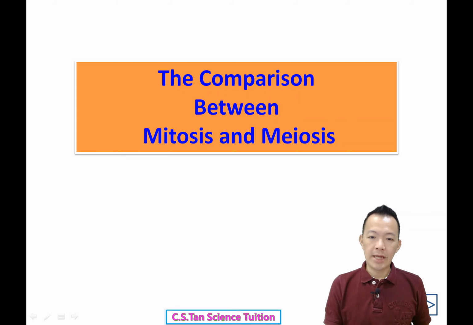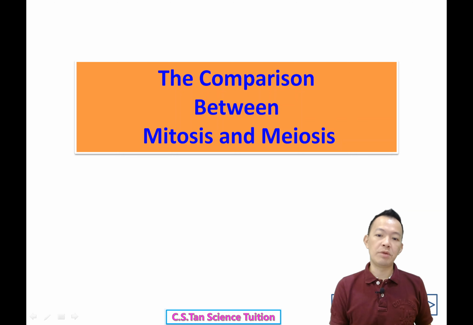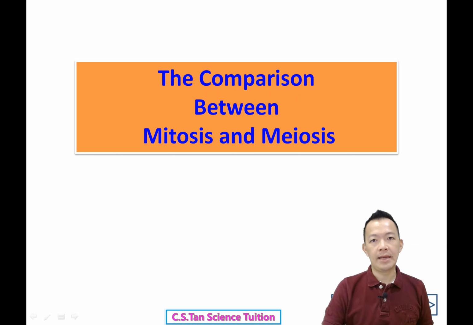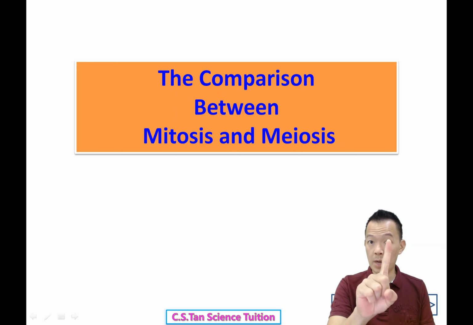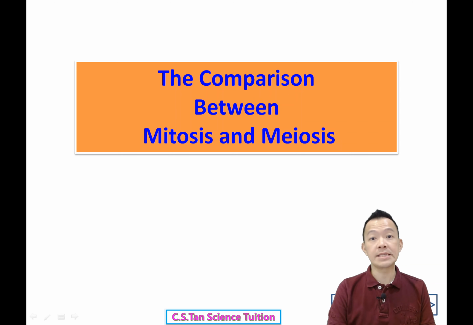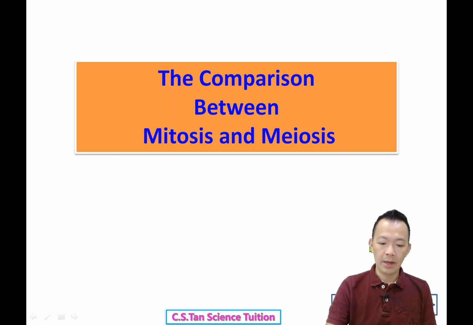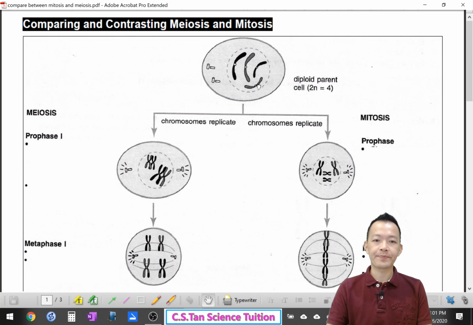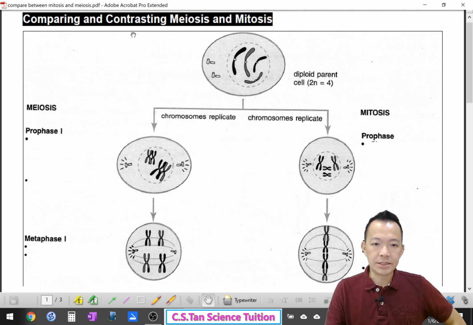Okay, so now the comparison between mitosis and meiosis. Last video we compared meiosis 1 and meiosis 2, but in this video we talk about the differences between mitosis and meiosis. So they are totally different, two different videos, but both look like yellow color, orange color. Okay, let's start. Compare and contrast meiosis and mitosis.